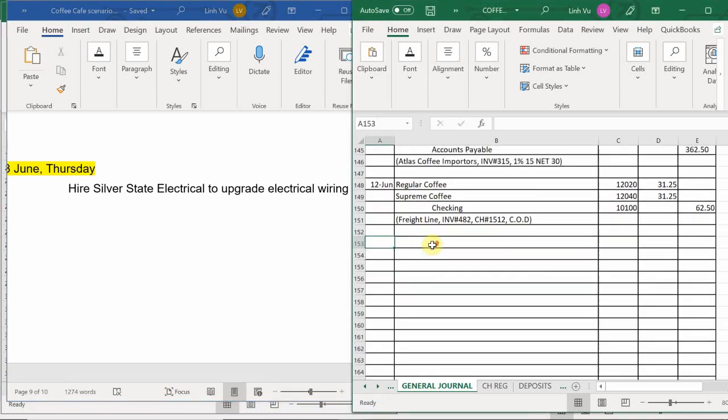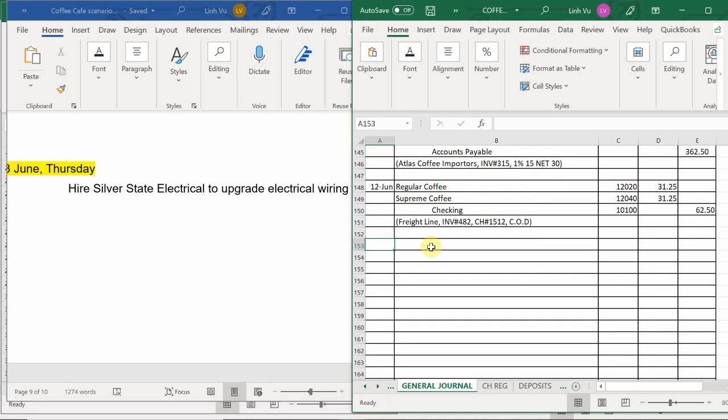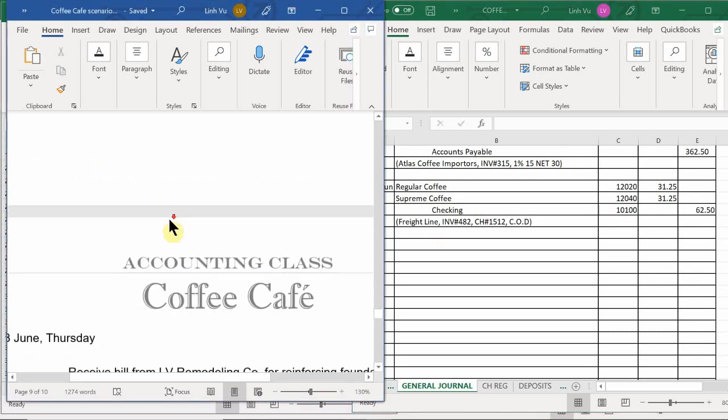We don't know how much the job is for. We don't know how much materials they're going to charge us for. We don't know how difficult it is to put in electrical work. We don't know the time length, how long we're hiring them for. But in this case, that's it right here. We hired Silver State Electrical to do some electrical work for the coffee grinder.